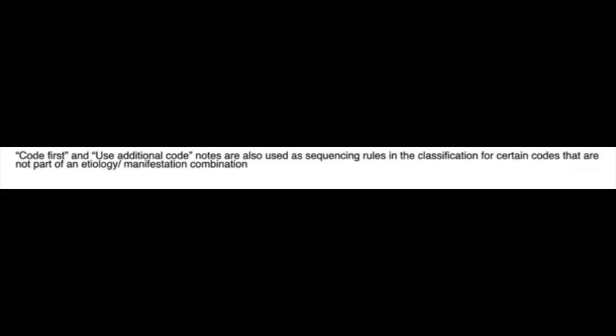Now let's continue. Code first and use additional code notes are also used as sequencing rules. Okay. Obviously, code first is a sequencing rule, and use additional code is a sequencing rule, in the classification for certain codes that are not part of an etiology manifestation combination. Okay.